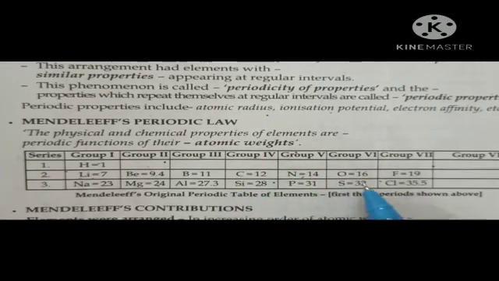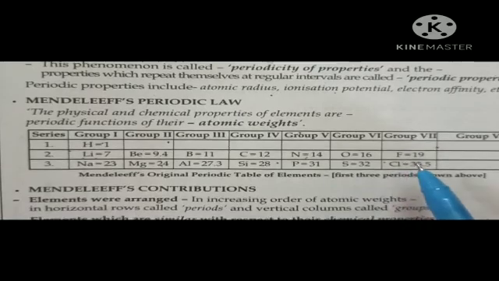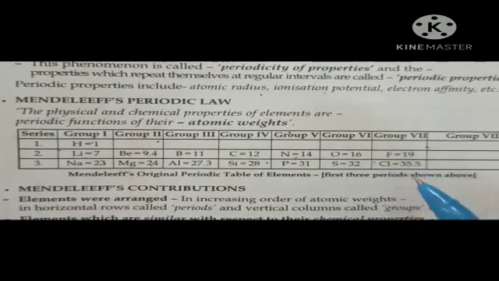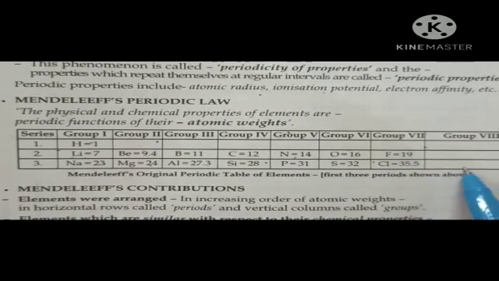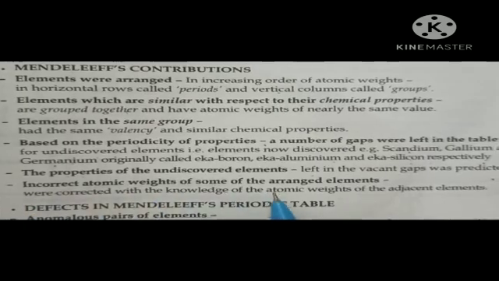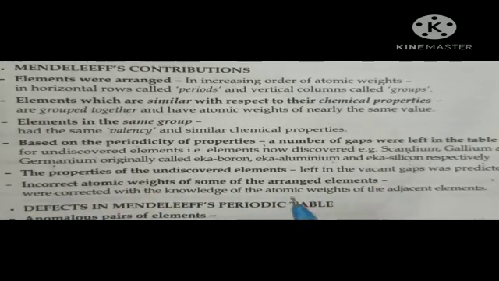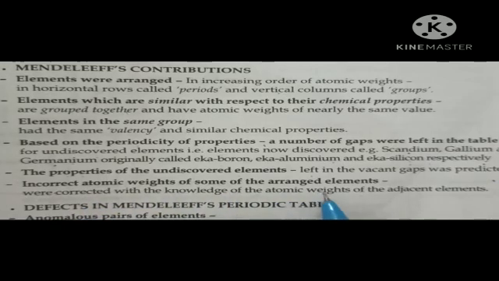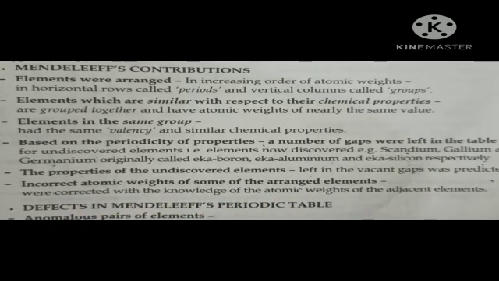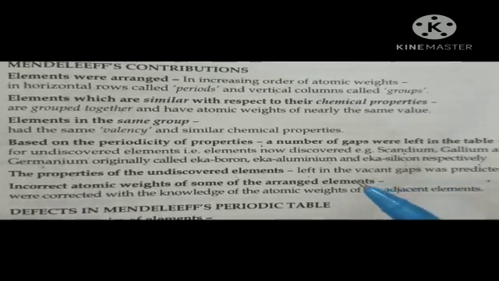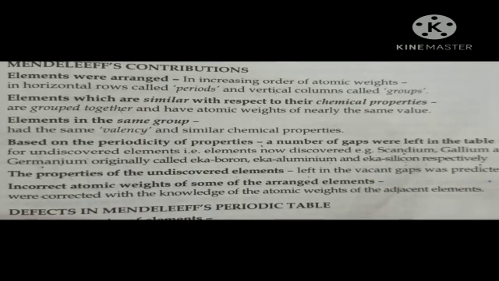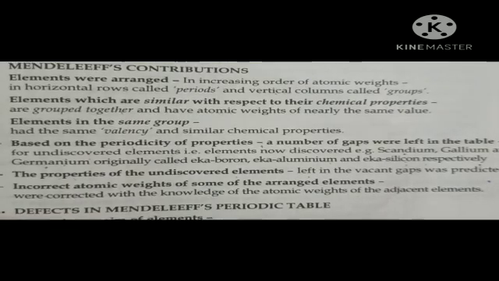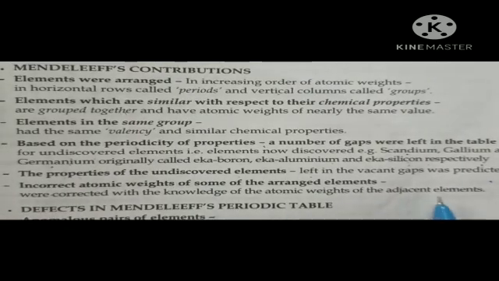Some gaps were also left in the periodic table for the elements which were not discovered at that time. The incorrect atomic weights of some of the arranged elements were also corrected with the knowledge of atomic weights of the adjacent elements. Means Mendeleev corrected the atomic weights of some elements on the basis of the knowledge of atomic weights of the adjacent elements.